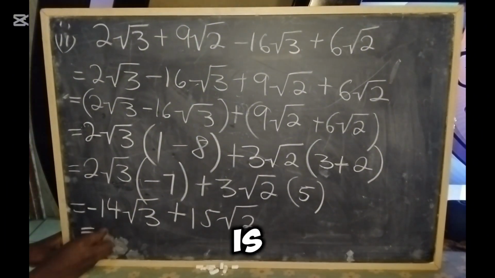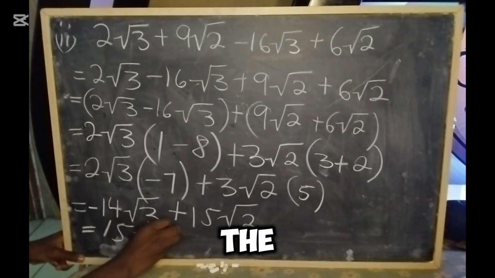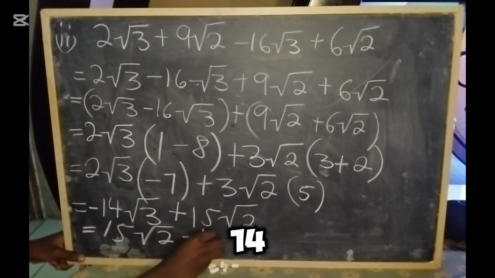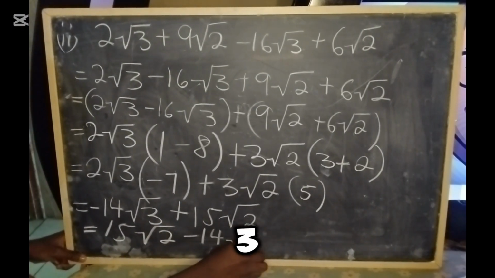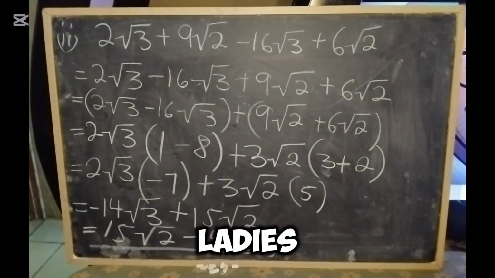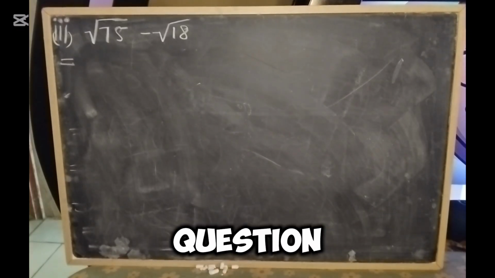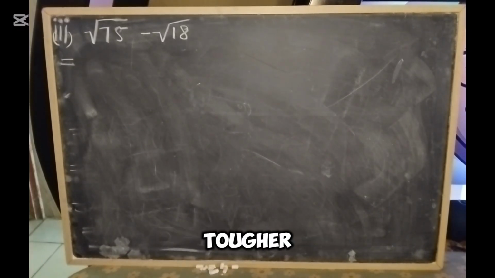Your answer is 15 the square root of 2 minus 14 the square root of 3. And this is your answer, ladies and gentlemen, for this. Let's move on and see what the next question has for us. This is the third question. Like I said, the questions are going to be tougher and tougher.